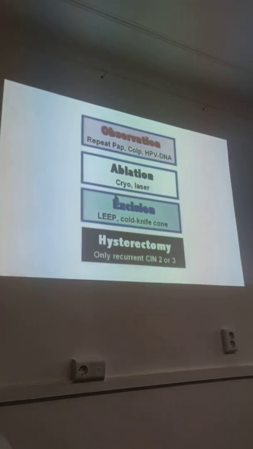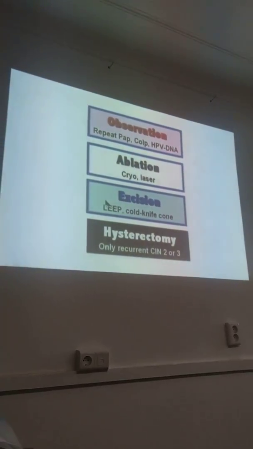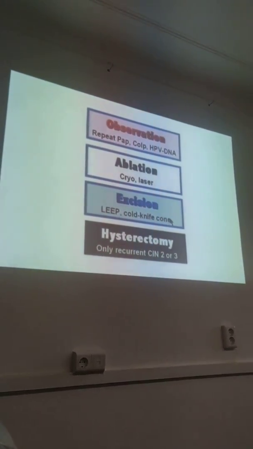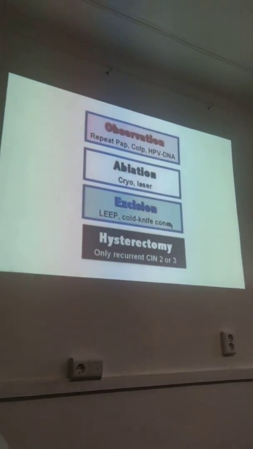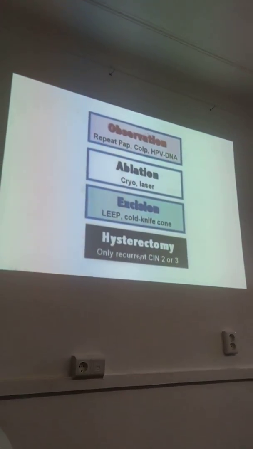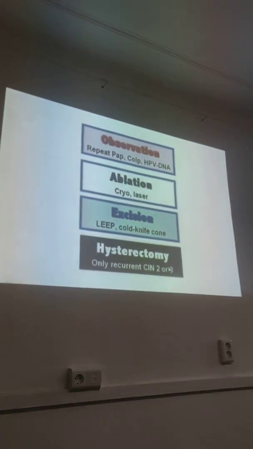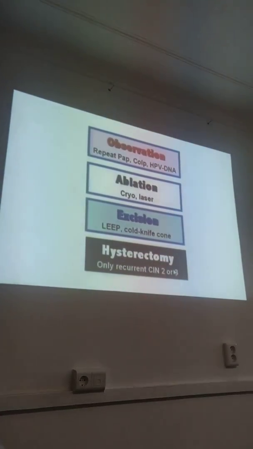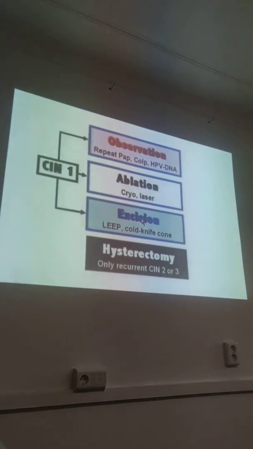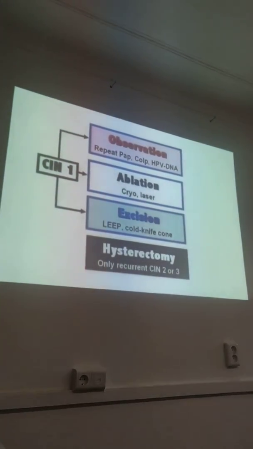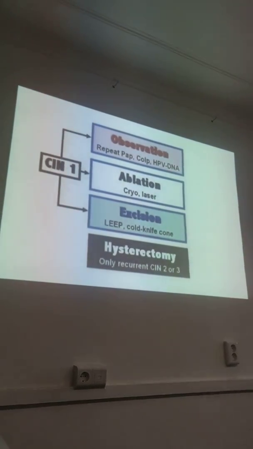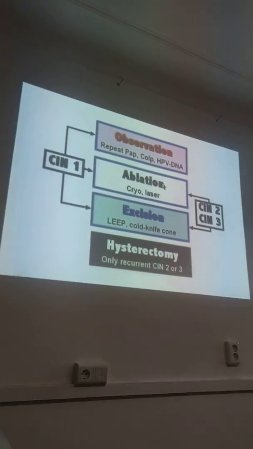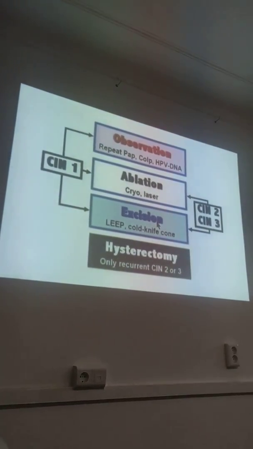The most common way of excising a lesion, if you can, is with a LEEP. That's an office procedure. If you have to do a cold knife cone, that is in the operating room, that's more expensive. Hysterectomy is only if you have recurrent CIN 2 or 3. In other words, you had CIN 2 or 3, you tried to destroy it, you tried to cut it out, but it's come back, but not routinely. If it is CIN 1, you have a variety of options: observation, ablation, or excision, and any one is appropriate. If it is CIN 2 or 3, it must be either ablation or excision.